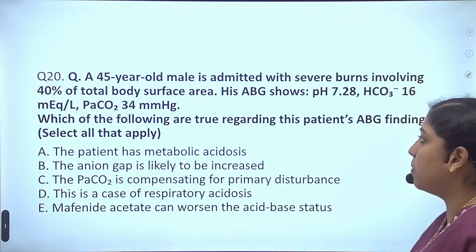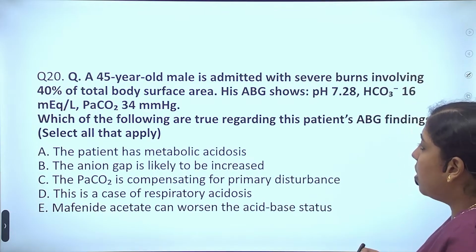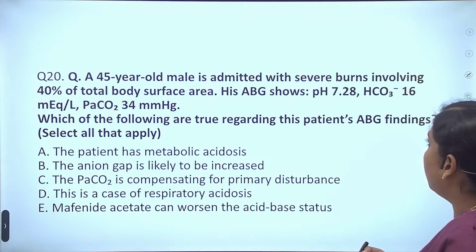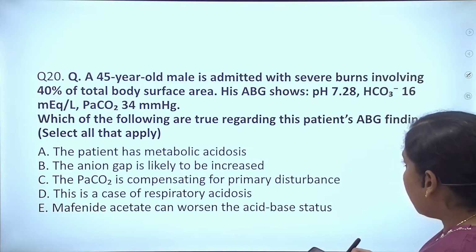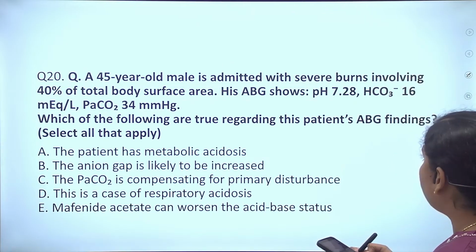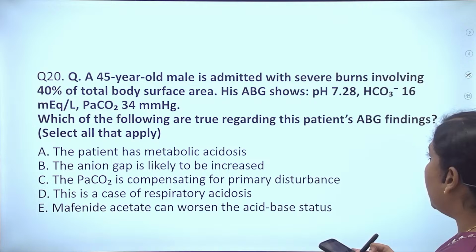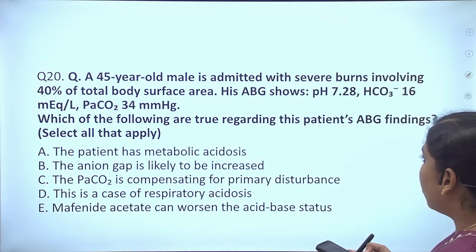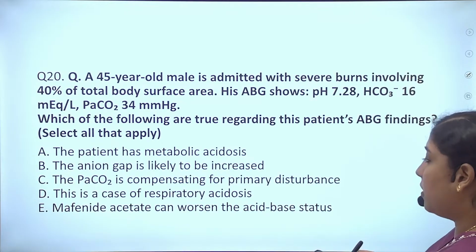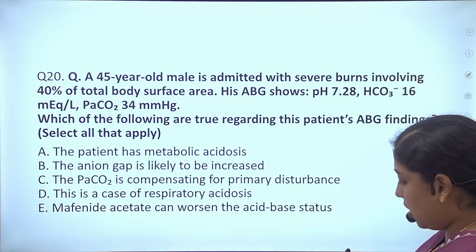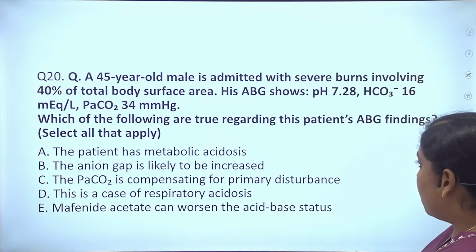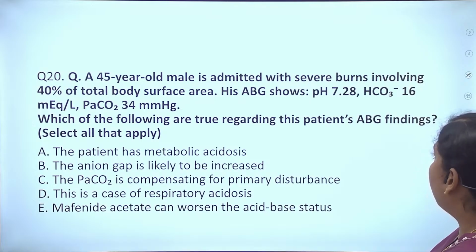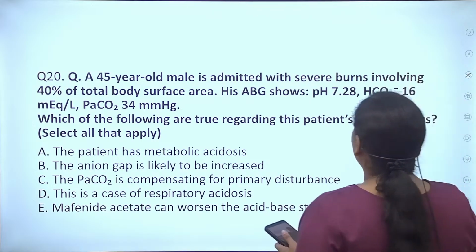This is a select all that apply question. A 45-year-old male is admitted with severe burns involving 40% of the total body surface area. His ABG shows pH 7.28, HCO3 60 milliequivalent per liter, PaCO2 34 mm Hg. Which of the following are true regarding this patient's ABG finding? This is a select all that apply MCQ. Come on. So let's solve this MCQ.